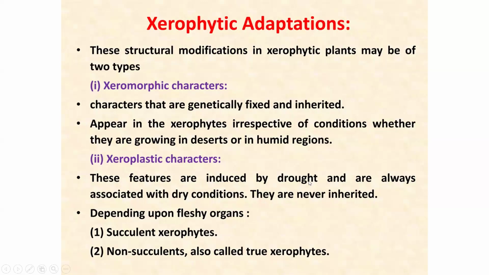These features are induced by the drought and are always associated with dry conditions. Here plasticity means, based on the conditions, they can modify their characters. So they are never inherited.